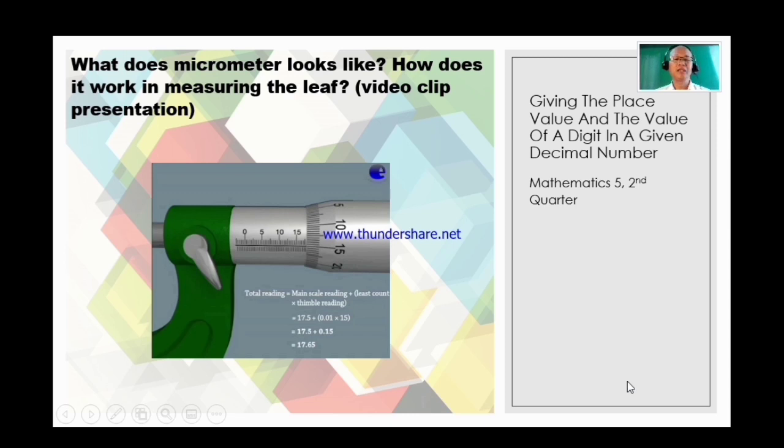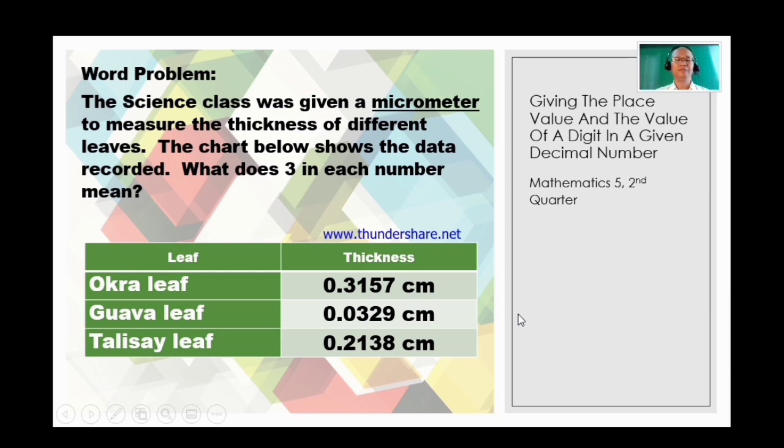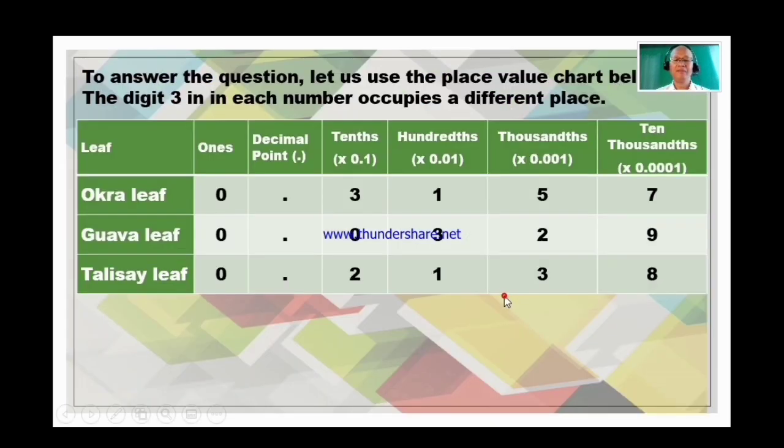Okay, so that is micrometer. At least if in our school we don't have that kind of instrument, but in our video clip, we can have a broader idea what is micrometer and how the micrometer works. But let's go back to our word problem. The question of our word problem is, what does number 3 in its thickness of our leaf mean? Now to answer that question, we need to use the place value chart of decimal numbers.